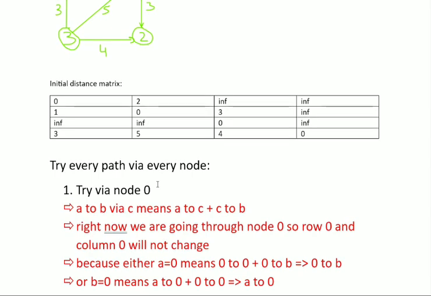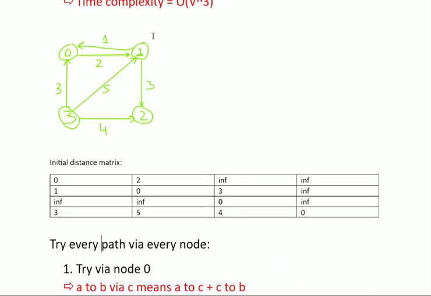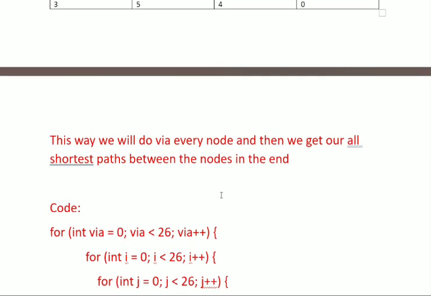So suppose here in this graph we have to go from 3 via 0 to 1. We have to go from 3 to 1 via 0. So the direct distance is 5. And if we go from 3 to 0, the distance is 3, and then 0 to 1 is 2. So here both ways the distance is the same, so we won't be updating it, right? So see, distance of 3 comma 0 plus distance of 0 comma 1, that is 3 plus 2 equal to 5, and the direct distance is also 5. So minimum of 5 comma 5 is 5. This way we will be calculating for every pair and via every node. So at the end we get all the shortest paths between all the possible pairs.